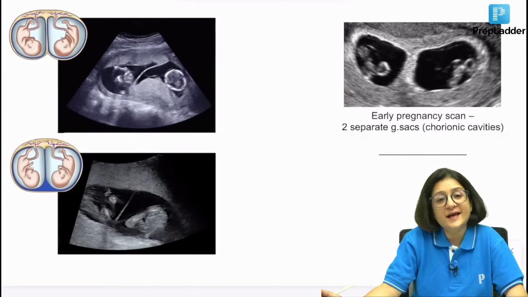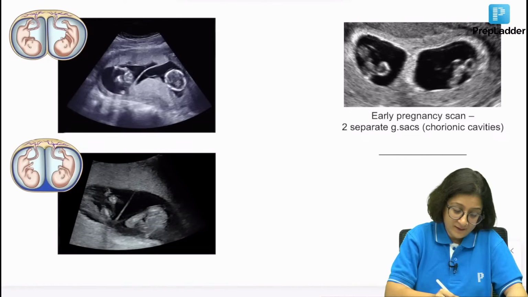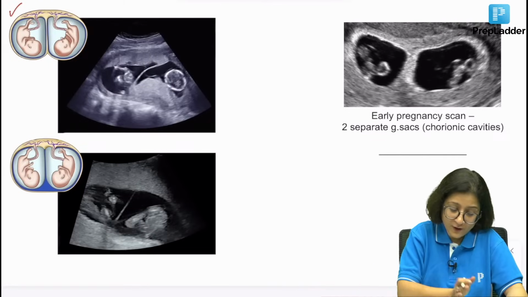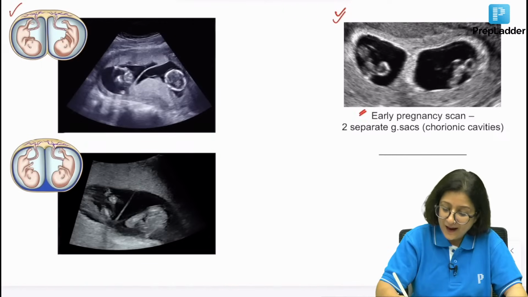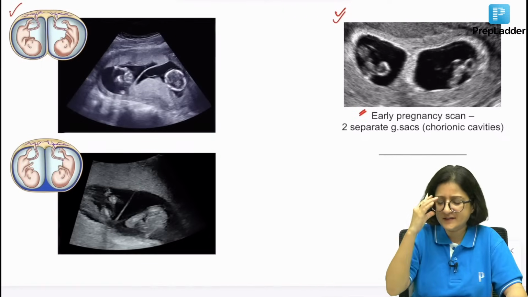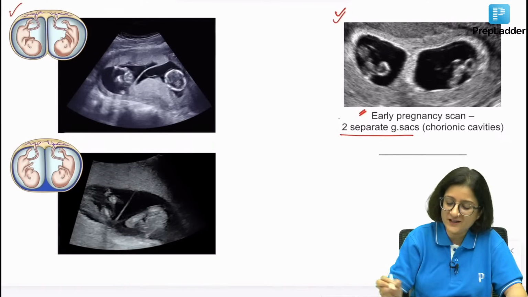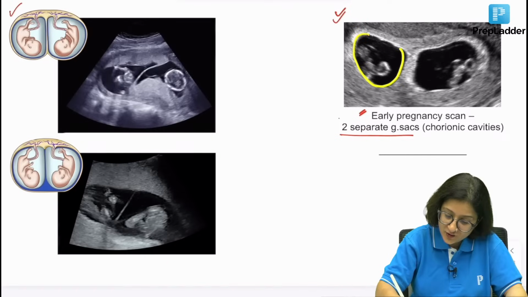Next set of images. Now these are ultrasound images. For clues, I have the diagrammatic images also on the same side. Before I talk about the images on the left, I want to talk about the image on the right. This is a very early pregnancy scan. I believe this scan must have been a 6-7 week scan. There are two separate gestational sacs all together.